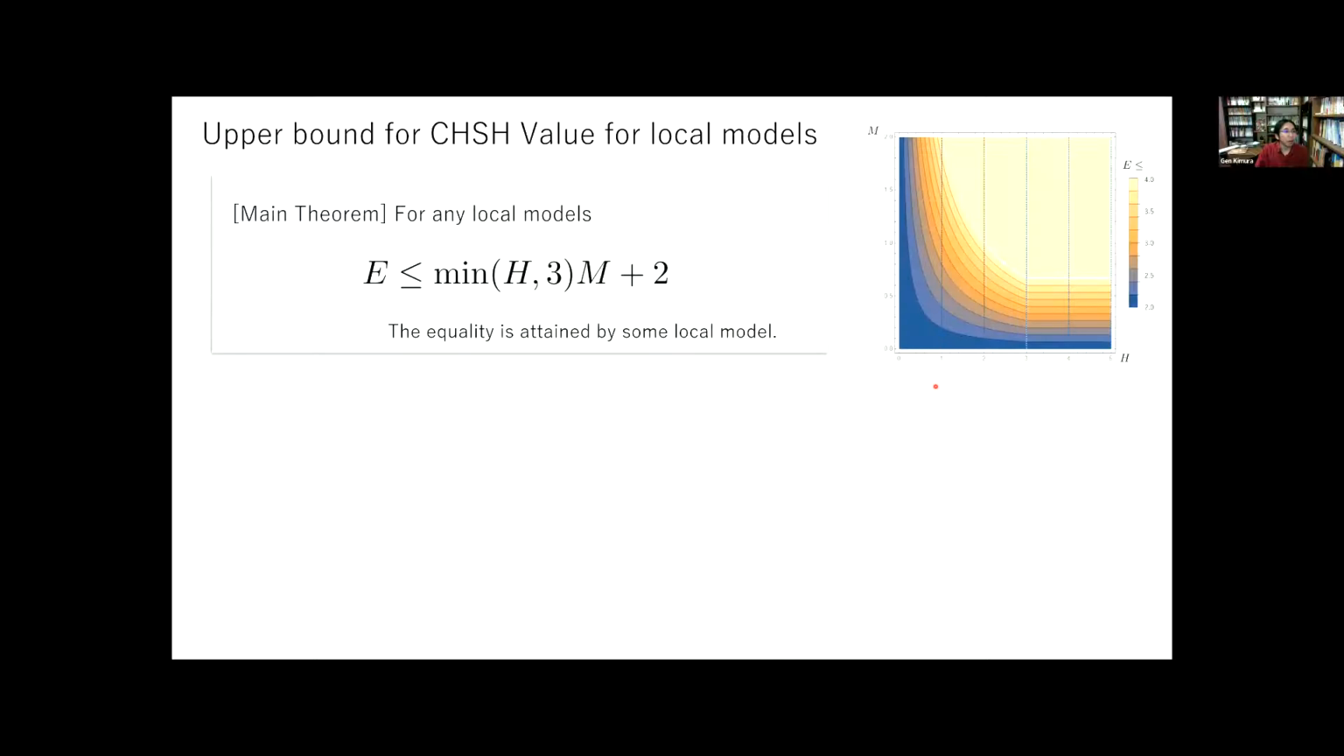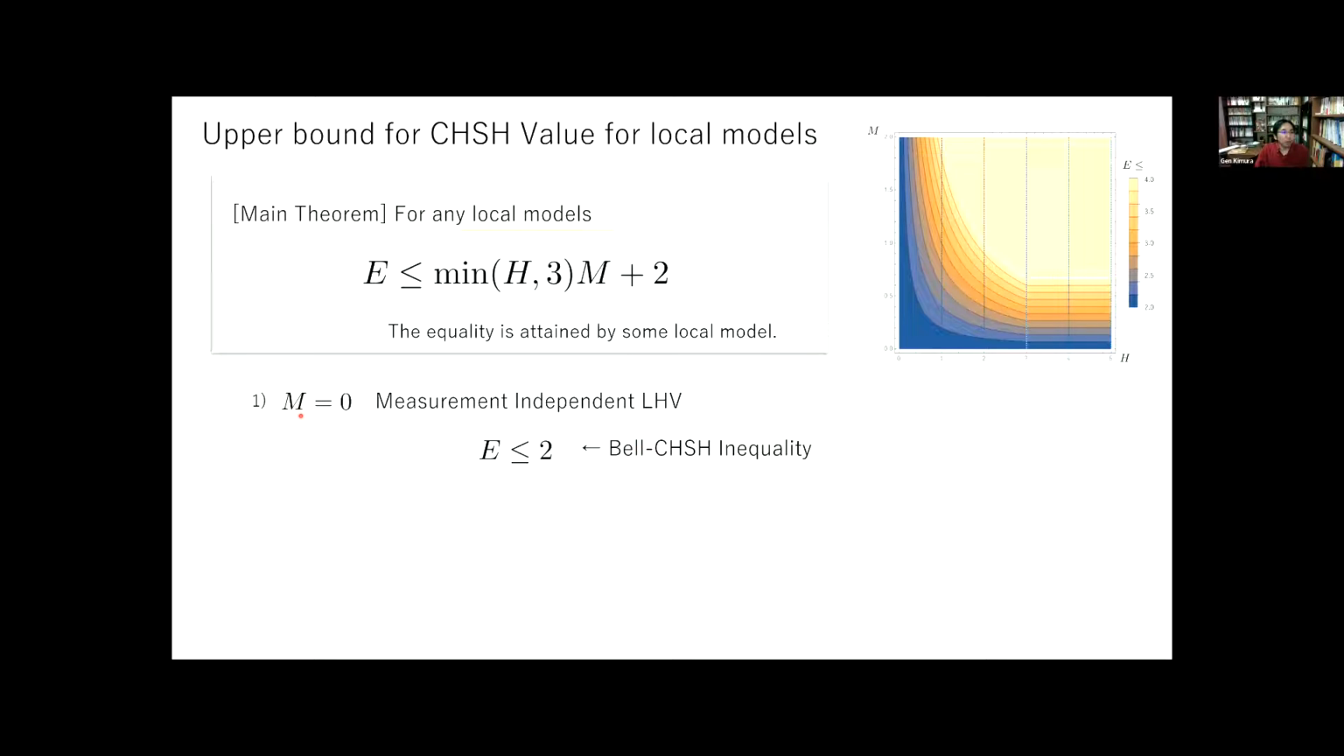Okay. And the following is our main result on the upper bound for the CHSH value. For any local models, the CHSH value is upper bounded by these quantities, which include hiddenness and measurement dependence. And the equality is attained by some local model. Therefore, this inequality is a tight one. And before giving the sketch of the proof, let us first explain what we can say from this result.